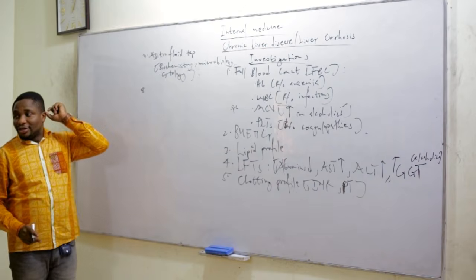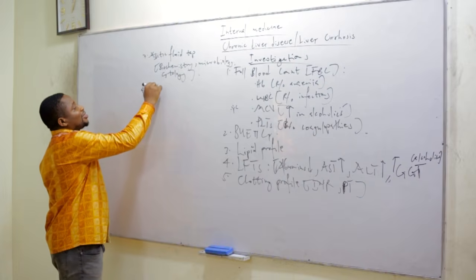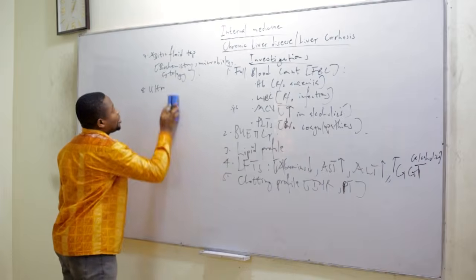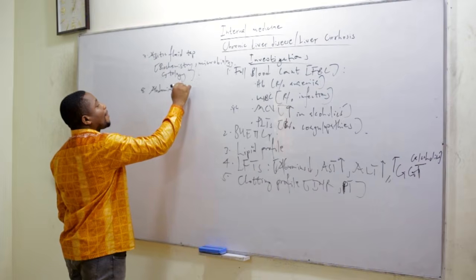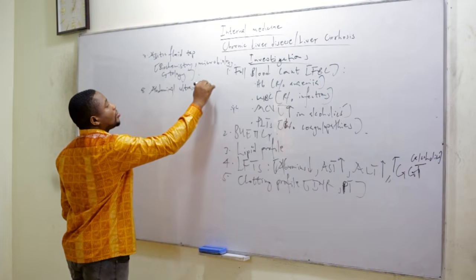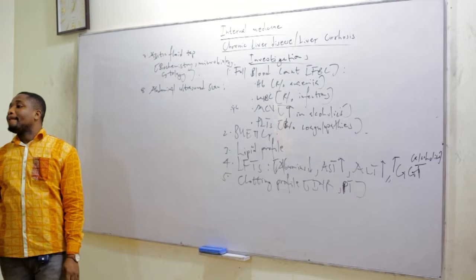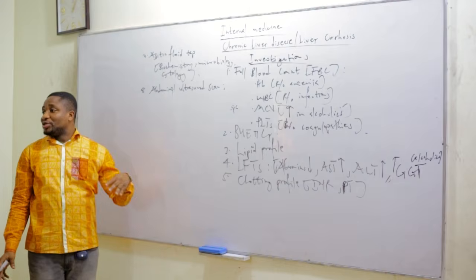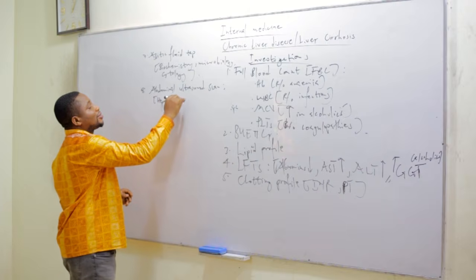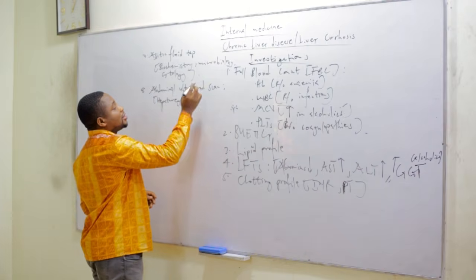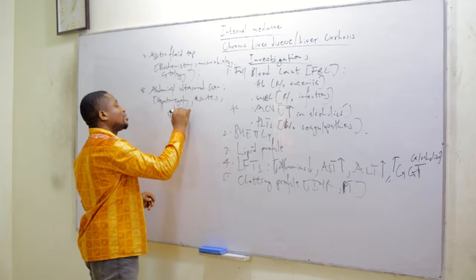Then we can also do an abdominal ultrasound scan. Why are we doing that? The size of the liver, whether it's reducing. Okay, so here you can see hepatomegaly, ascites, splenomegaly as well, right?